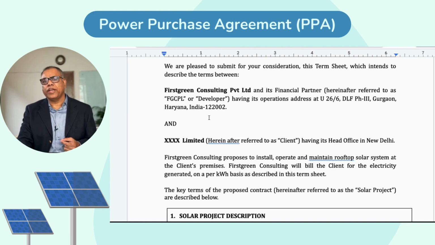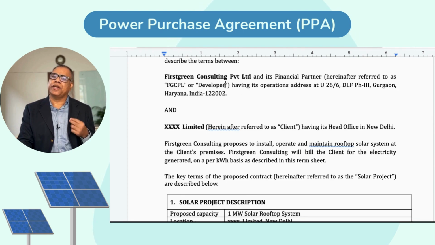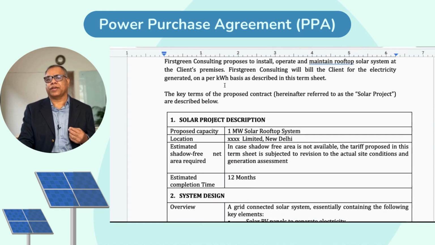So, in the first section, you only have to define who are the two parties signing the power purchase agreement. On one side, there is a solar developer who is signing the power purchase agreement, and on the other side, there is an off-taker. The off-taker can be a discom or a utility. The off-taker can also be a consumer for a rooftop commercial industrial project, wherein you are selling power to an industry and they are your off-taker.